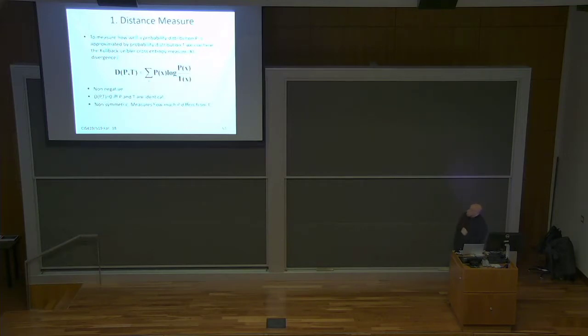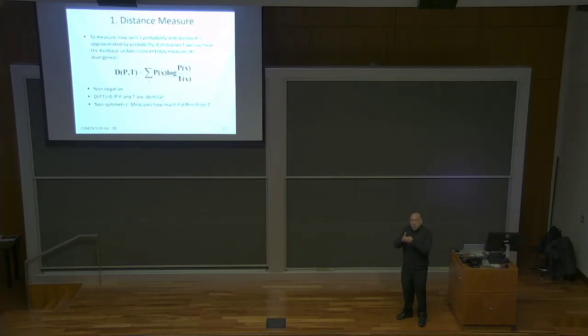For two discrete probability distributions, P and T, that's the way we define the distance. It's the sum over all instances x of P of x times the log of P of x over T of x. There's no magic here. I mean, you can define your distance in many, many ways.